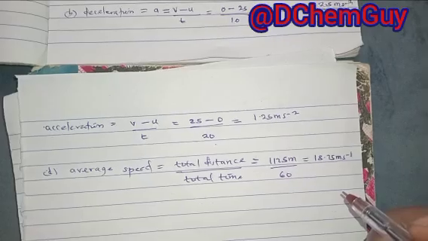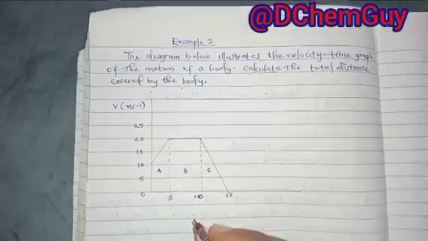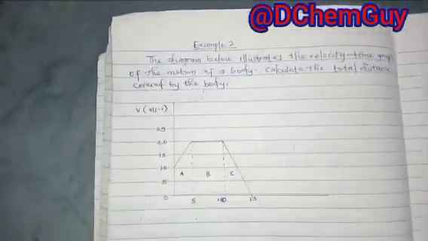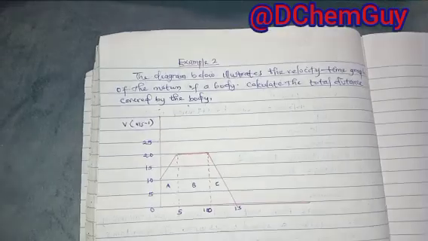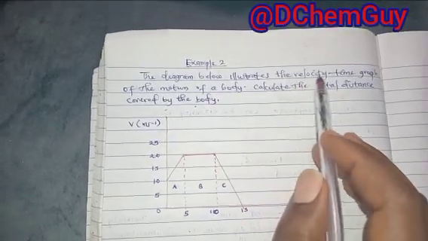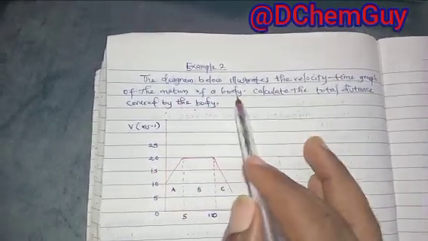Let's look at the second example. Yeah, okay, guys. Let's look at the second example. Example 2. The diagram below illustrates the velocity time graph of the motion of a body.